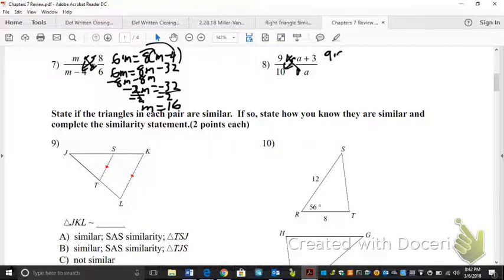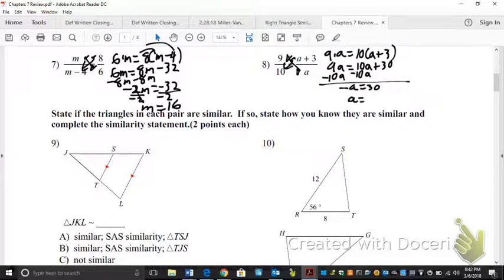Repeat for number 8. 9 times a equals 10 times a plus 3. Gives us 9a equals 10a plus 30. We're going to subtract 10a from both sides. That's going to give us negative a equals 30. I'm going to multiply both sides by negative 1, and we're going to get a equals negative 30.